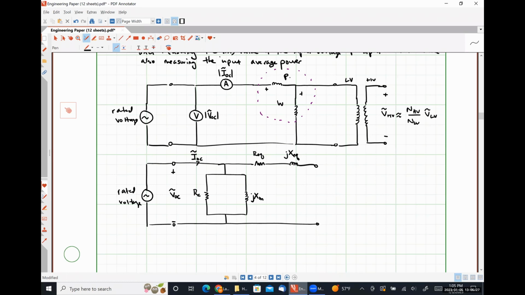High voltage. So VHV is approximately equal to NHV divided by NLV times VLV. Effectively, I'm saying that the open circuit voltage will be about the turns ratio times the voltage at the low voltage side. So the transformer is stepping it up. Indicating here, because I realized I had missed it, that our wattmeter is measuring the quantity P open circuit.